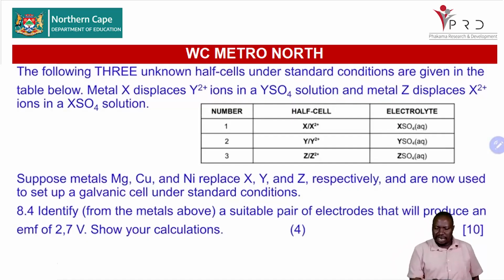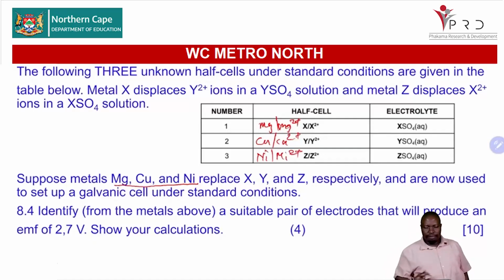Now, in this statement, they are saying the following three unknown half-cell standard reactions are given in the table below. So they were given, you remember. They are saying, suppose that the metals magnesium, copper, and nickel replace X, Y, Z respectively. Where you have X, you now have magnesium and magnesium 2+. Where you have Y, you now have copper and copper 2+. Where you have Z, you now have nickel and nickel 2+. That's what this question is saying.